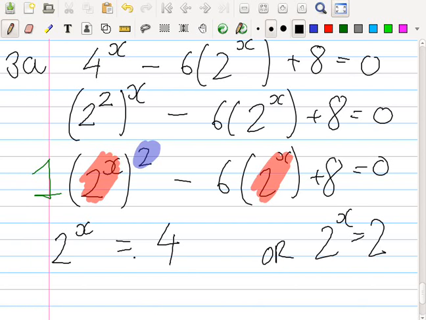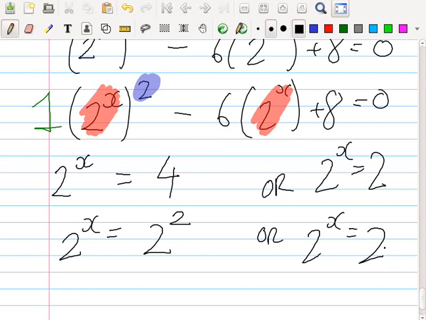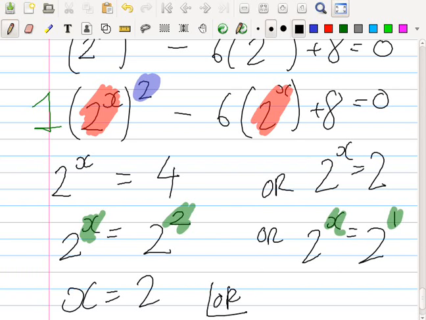So rather than saying x equals, here we say 2 power x equals 4 and 2 power x equals 2. Okay, not quite finished yet. This is like what we've seen before. I should change 4. What's 4 as a power? 2 power 2. And here, what's 2 as a power? 2 power 1. So again, by comparing the powers, you get your answer at the end. x equals 2 or x equals 1. And now it's finished.